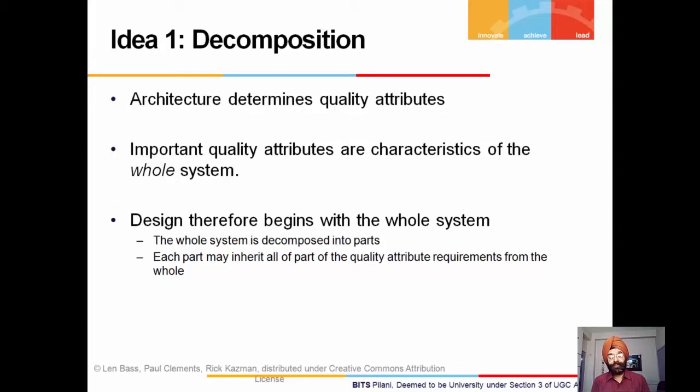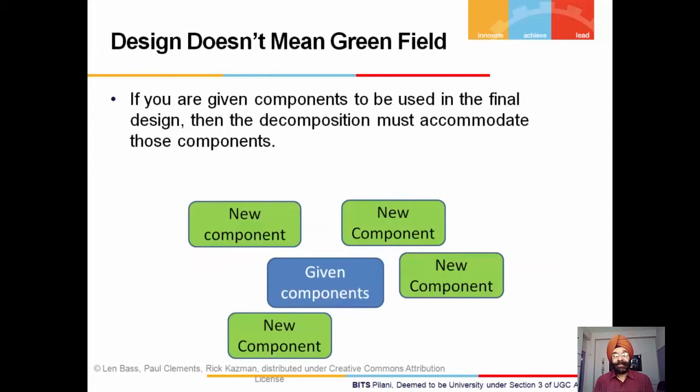Any part will inherit automatically a quality attribute requirement that has been satisfied for one of its parent groups. So if something has been taken care of while thinking of the system as a whole, it will automatically be taken care of by each part.